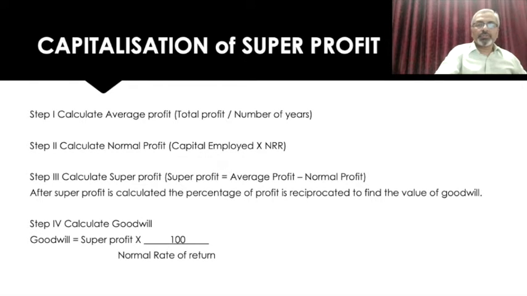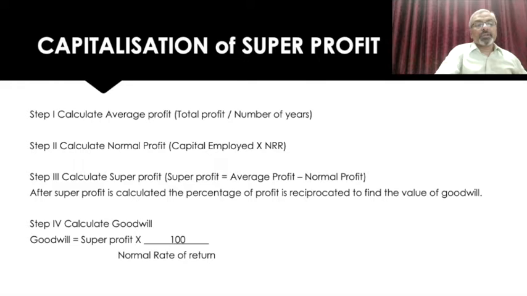Here there are 4 steps to be followed. Step number 1, calculate the average profit. How do you do that? That is total profit divided by number of years of profit. Second, calculate the normal profit. The normal profit will be calculated using the formula capital employed into normal rate of return. Step number 3, calculate super profit. What is super profit? Super profit is the excess of average profit over the normal profit. You can see very carefully that average profit minus normal profit is giving you super profit.